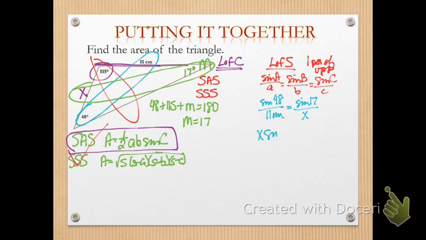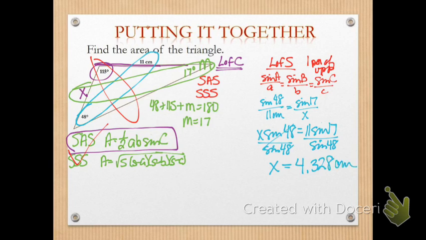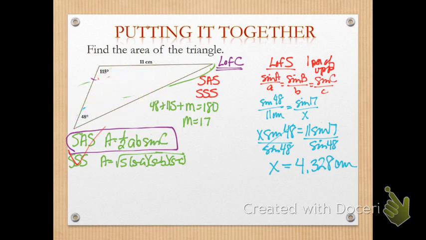So x sine of 48 equals 11 times the sine of 17. I divide by the sine of 48 because it's just a number. And I find out that x is 4.328 centimeters. Now x was only one piece of the triangle, right? That was only one side of this triangle. That's this piece.